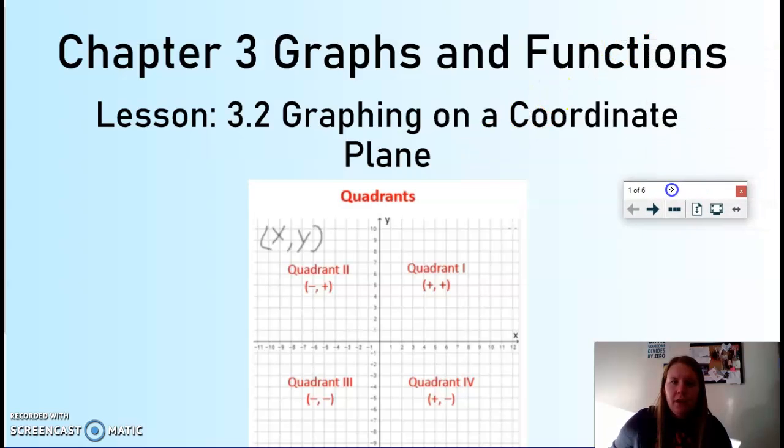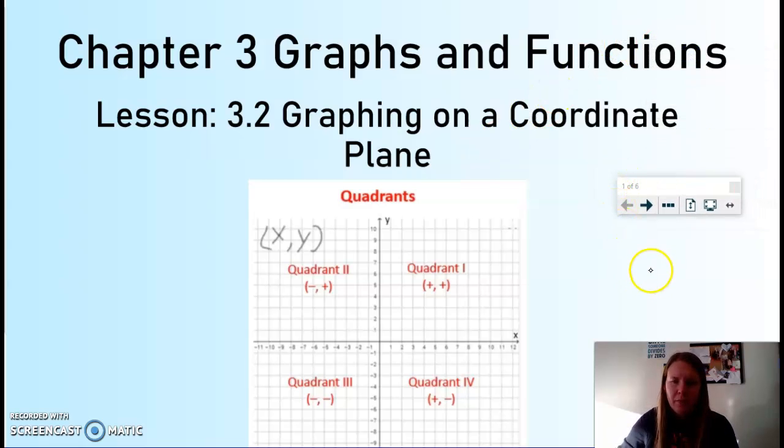Alrighty, Course 3 students, we are on to lesson 3.2 in our graphing and functions unit. 3.2 is called just graphing on a coordinate plane, which is a lot of the stuff I tried to review with you, in the thought that you had seen this prior. Some students have, some students are struggling a little more on that, and that's okay as we continue on. Talking about graphing points, figuring out how to put them on a coordinate grid, and so on.